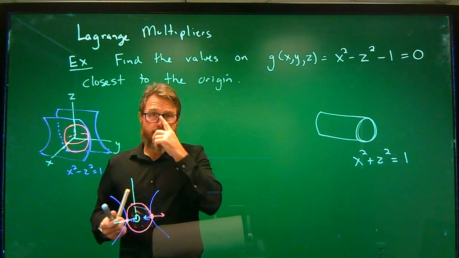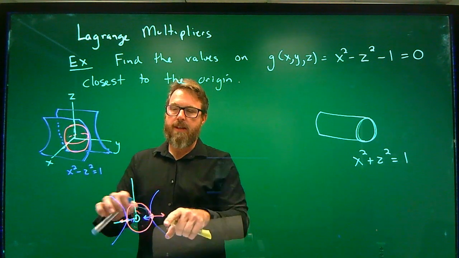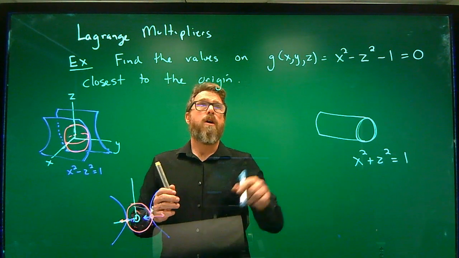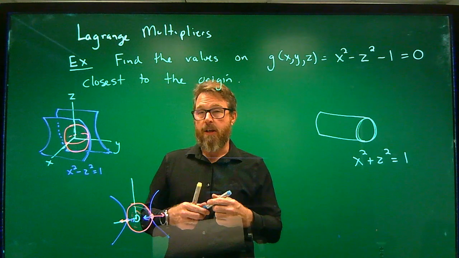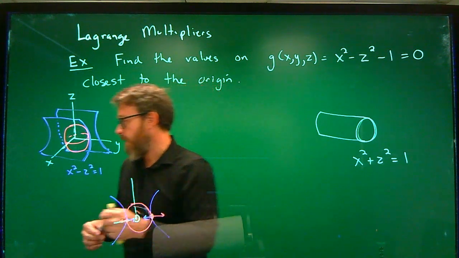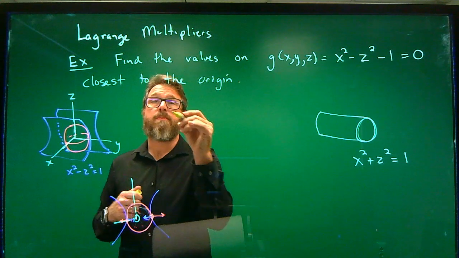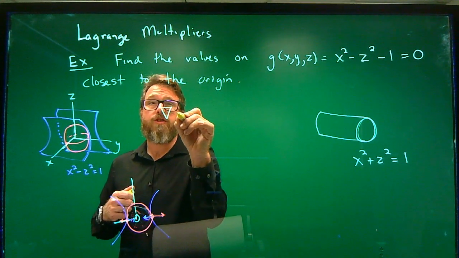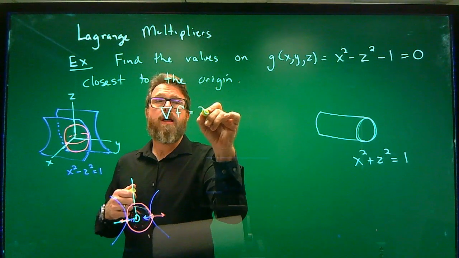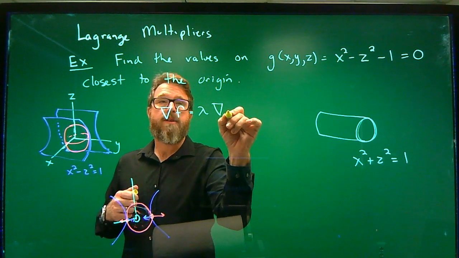So what Lagrange multipliers do is they really take advantage of the fact that these normals are parallel. If we want to find the normals, they're related to the gradient. So we set up the system of equations that says the gradient of f is parallel to the gradient of g.